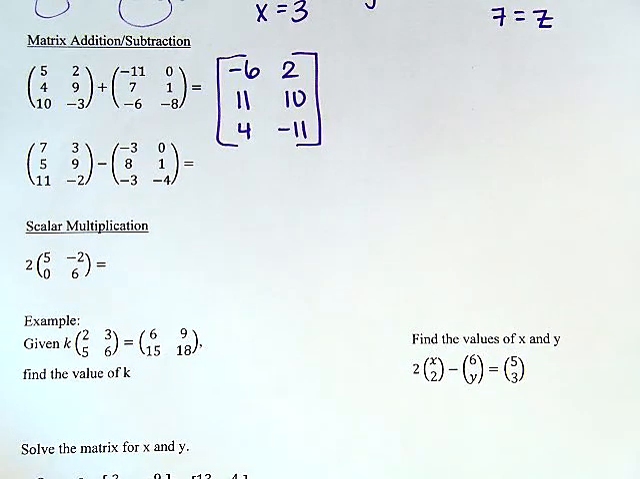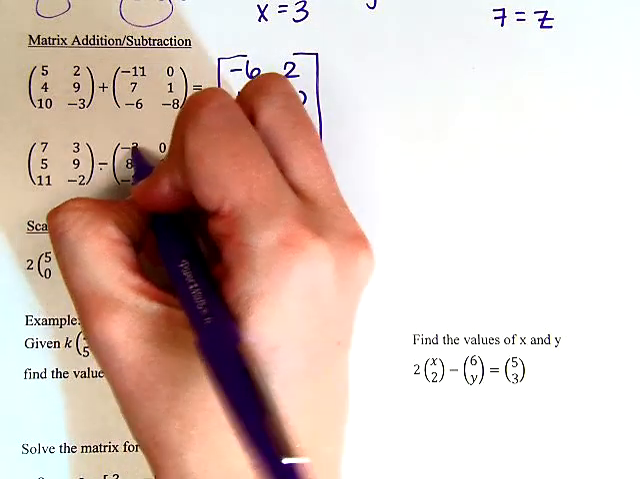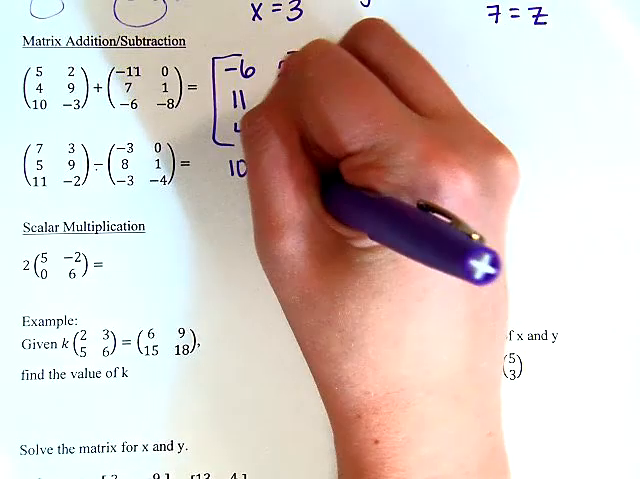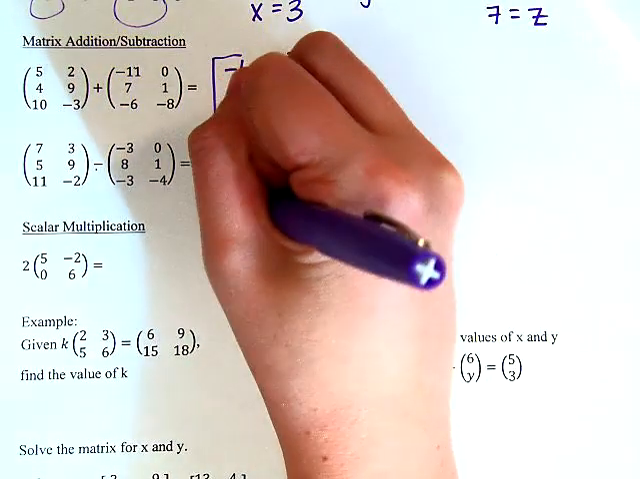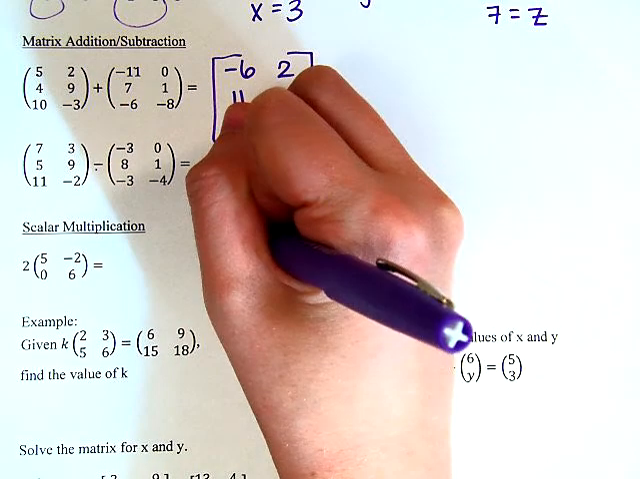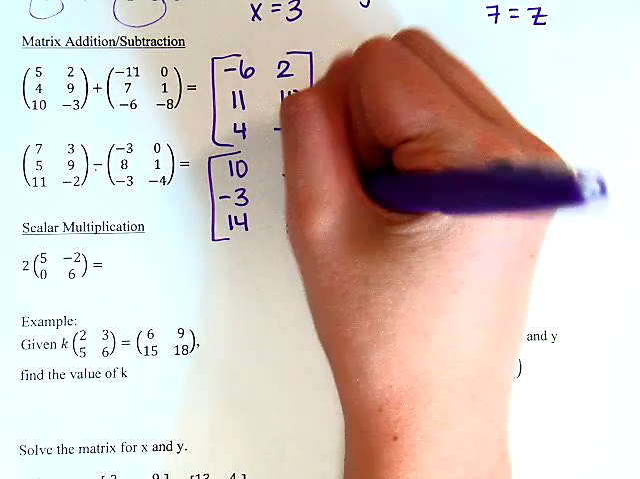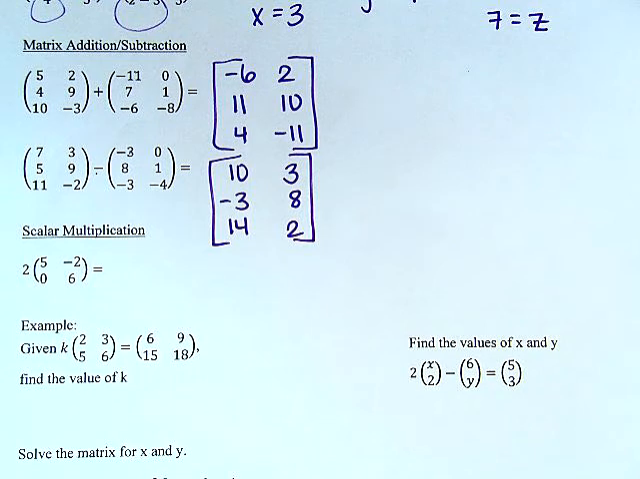Same thing with subtracting. So you're just 7 minus -3 gives me 10. Careful of that minus negative. 3 minus 0 gives me 3. Just be careful of your double negatives.